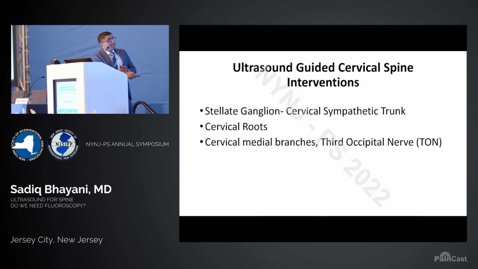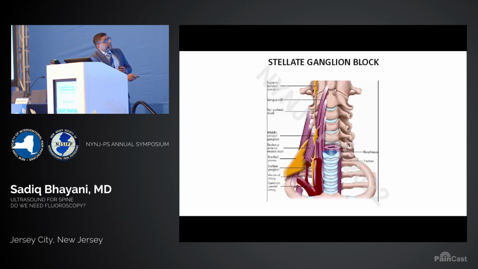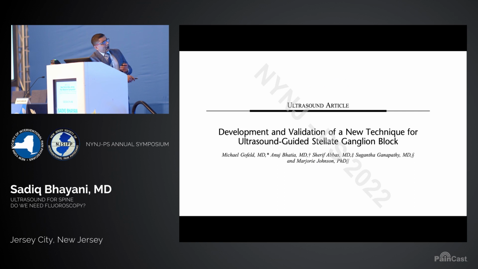So in terms of cervical spine interventions, I'm going to tell you about stellate ganglion, cervical nerve roots, and cervical medial branch. So stellate ganglion, won't go into too much detail, but we know this is basically a ganglion situated at C7-T1 level. And when we use ultrasound, we don't do stellate ganglion block. We do middle cervical sympathetic chain block, and the local anesthetic spreads down, and we eventually get stellate ganglion block.